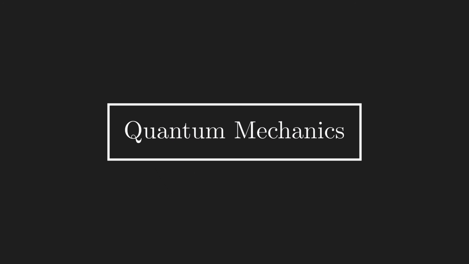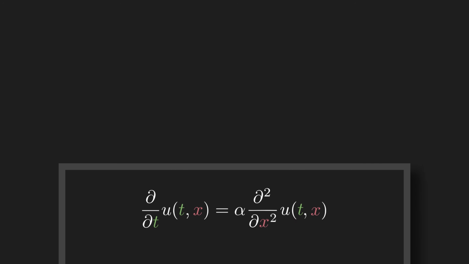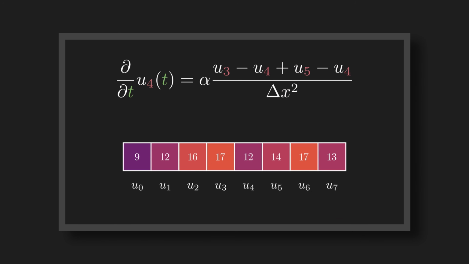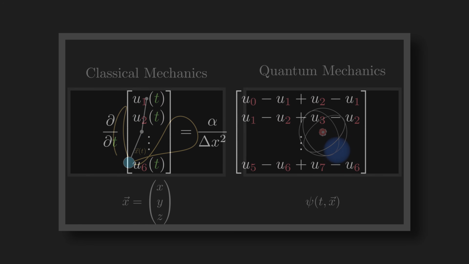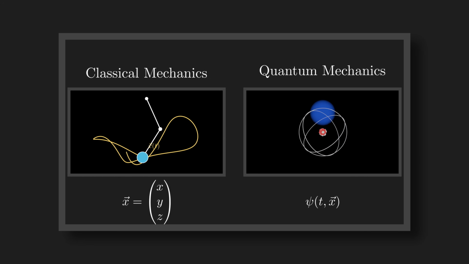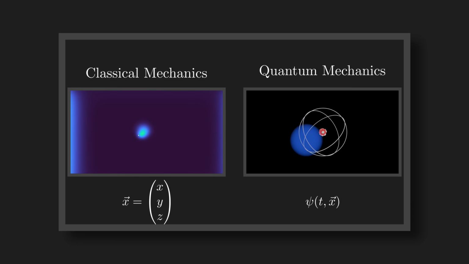Now, I understand that the topic of quantum mechanics might seem a bit daunting at first, especially to someone who might have never heard of it before. But we've already dealt with the hardest part. If you followed along so far on what we did with the heat equation, you should already understand the maths behind it. And the rest, meaning the physical interpretation and intuition, I'll try to sprinkle in whenever it's convenient.